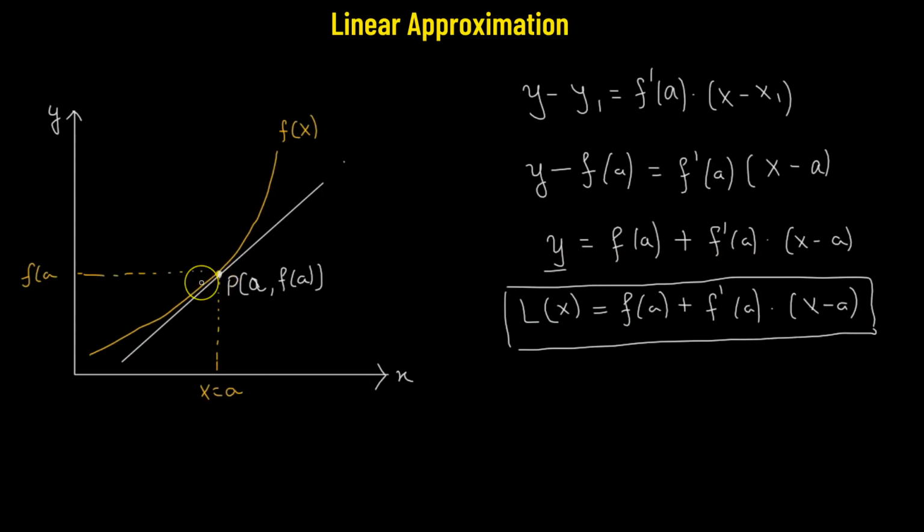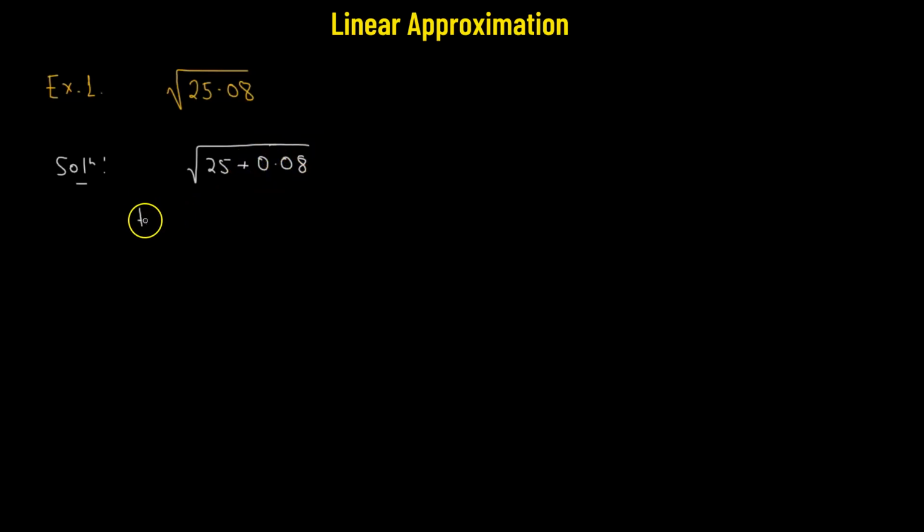So let's try to do this with the help of an example. Problem number 1. Using the method of linear approximation, let us try to approximate the value of the square root of 25.08. To begin with, we can rewrite this expression, square root of 25.08, as square root of 25 plus 0.08. So here we will consider the value of a to be 25 and the value 0.08 as delta x. Or we can also consider this to be the error in measurement.